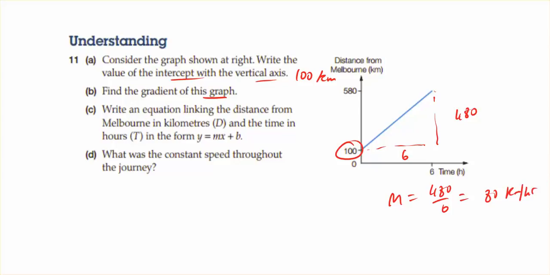Remember, the gradient's always a rate. So the gradient is 80 kilometers per hour, and write an equation linking distance in kilometers and the time taken. So y equals mx plus b. What's being asked, instead of y equals mx plus b, we're substituting what the context is talking about. So the y is now d and the x is now t, because we're talking about time. So it's distance versus time.